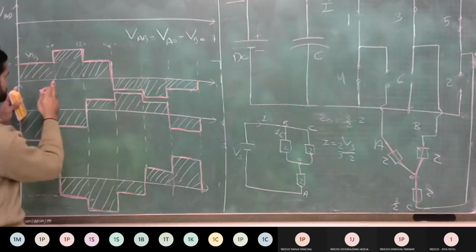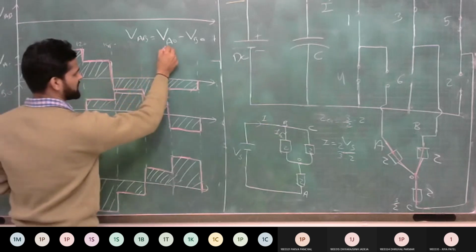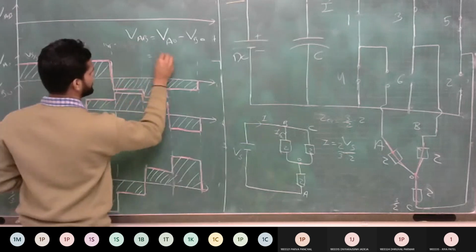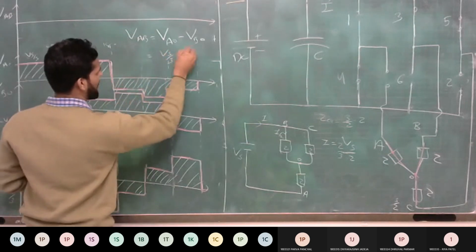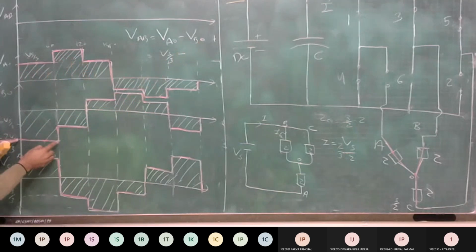So in the first step, between 0 to 60 degrees, what is the value of VAO? We already calculated it in the first step, that is Vs by 3. So it is Vs by 3 minus VBO in the first step. So VBO in the first step is what? Minus 2 Vs by 3.